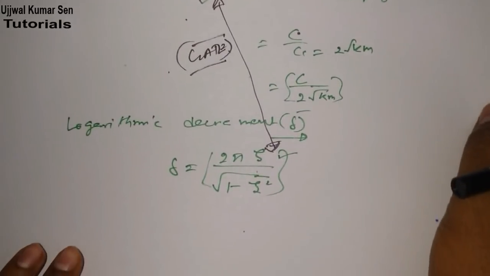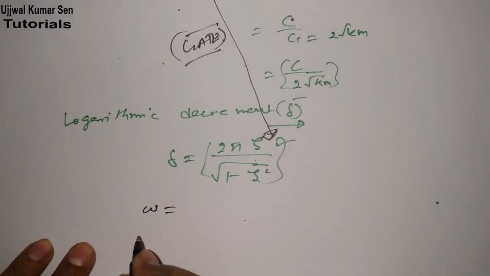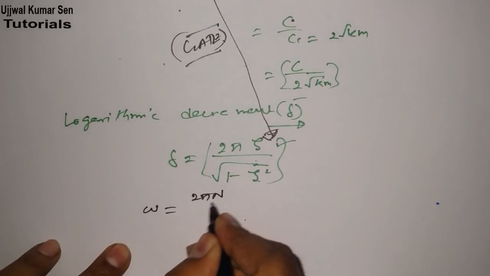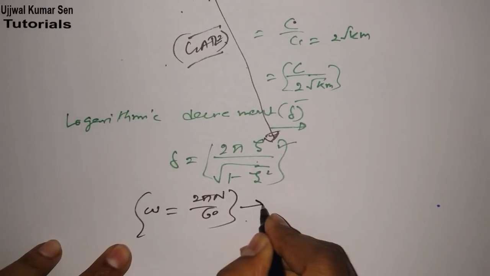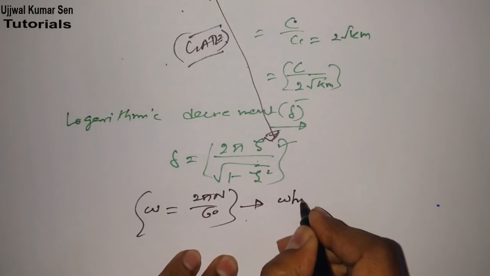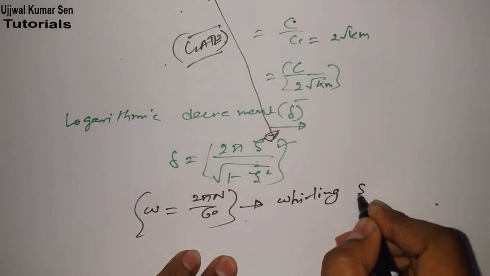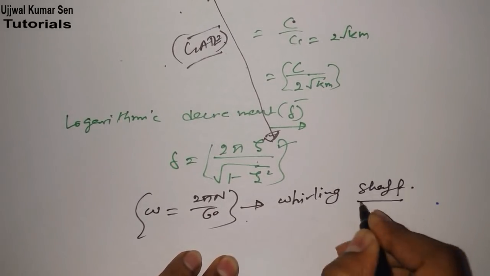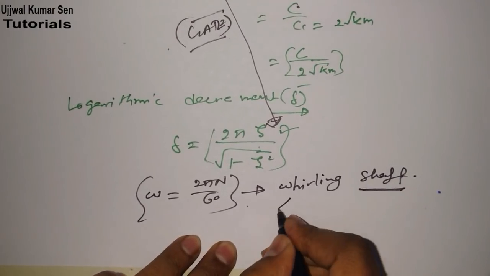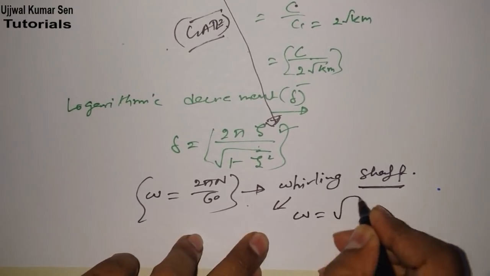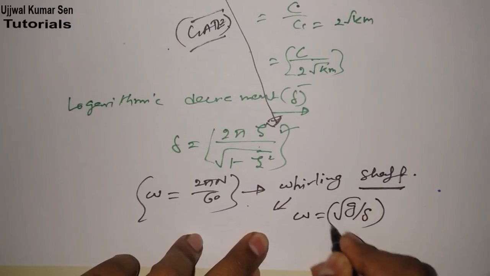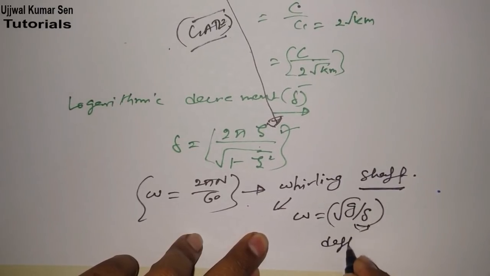And one more thing, we know that angular velocity omega is equal to 2 pi N divided by 60, and this relation is most important for solving numerical problems related to whirling of shaft. And in the case of whirling of shaft, we know that omega is equal to root under g by delta. This delta is known as deflection.